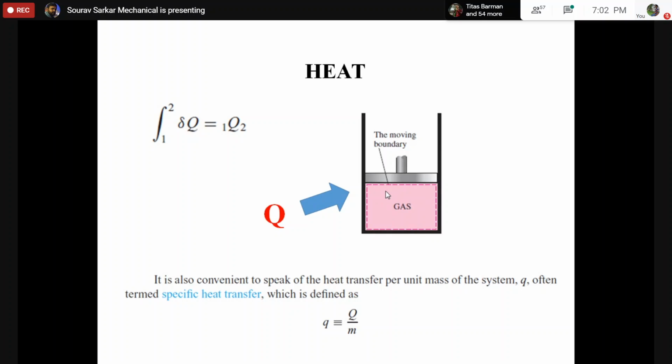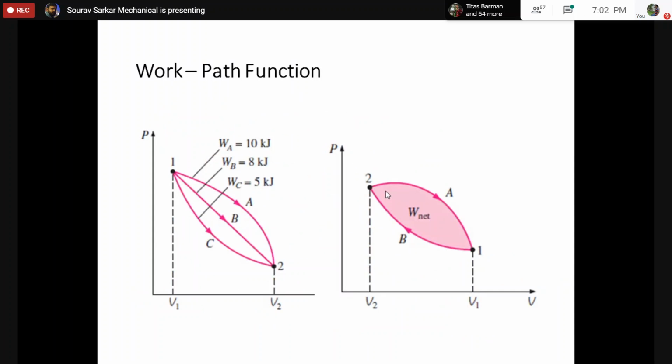It is also a path function, just like I have discussed in the previous class. If I follow a path 1 to 2, it will give a different amount of heat interaction. If I follow the path 1 to 2 through path B, it will give me a different amount of heat interaction. If I follow path C, it will also give me a different amount of heat interaction. Why it is such, I will explain later.